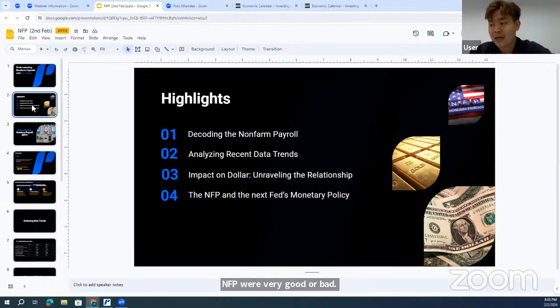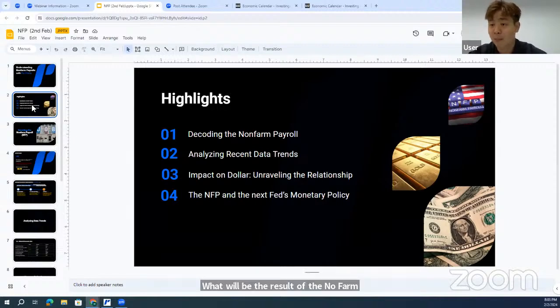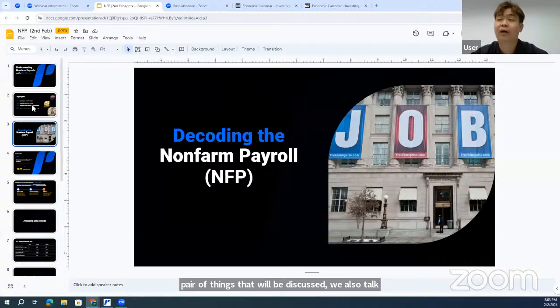We will try to analyze the previous or historical data on the US job market and then try to predict what the result of the non-farm payroll will be. Was the previous economic data very good and does it support the non-farm payroll providing a positive reading or not? This is something we will also discuss later. Then we will link the impact of the non-farm payroll towards the dollar. After that, we will also talk about what to expect next, which is the monetary policy from the Federal Reserve.